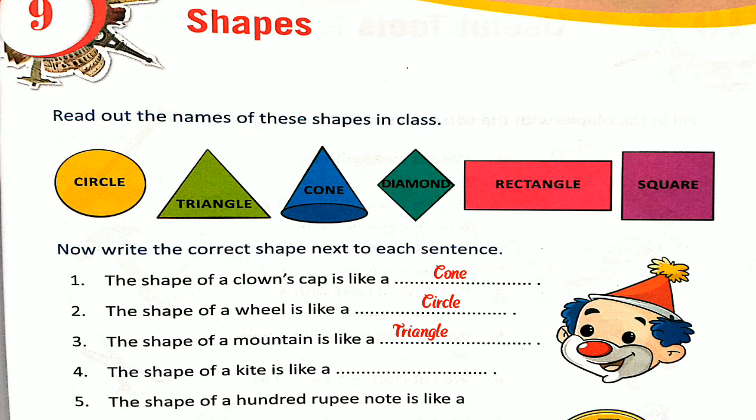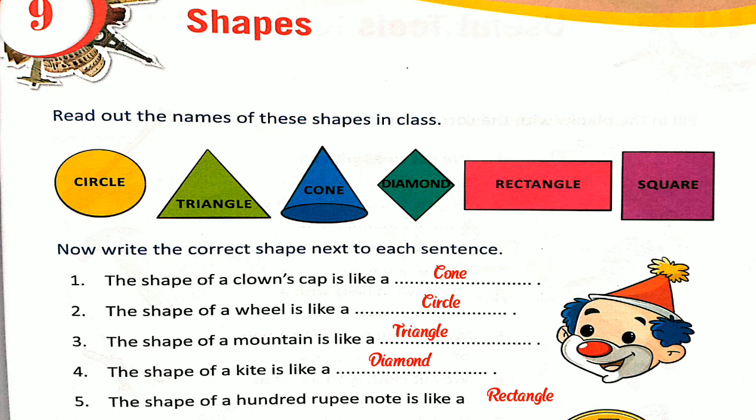And then number 4. The shape of a kite is like which type of shape? So it's like a diamond shape. Kites are like a diamond shape. And then number 5, the shape of a 100 rupees note is like a rectangle. So here is a rectangle.